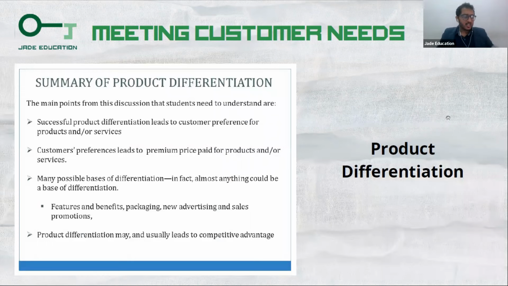Product differentiation, guys. These are some points that you could go through. You can differentiate your product in loads of different ways, guys. Features, packaging, advertising, sales, discounts. You differentiate your product to say, okay, we are different. Have a unique selling point. Even customer service is a product differentiation.